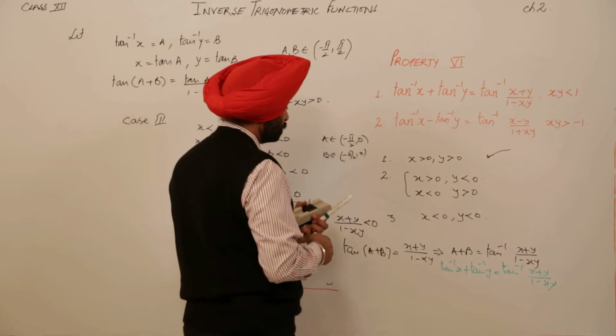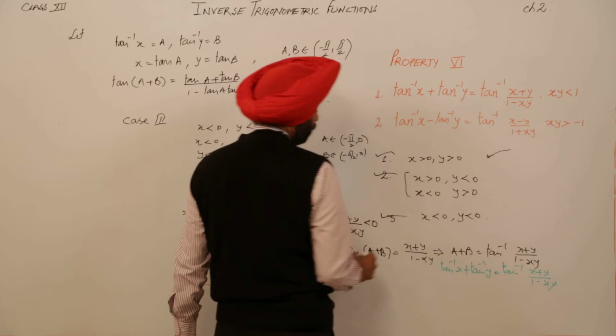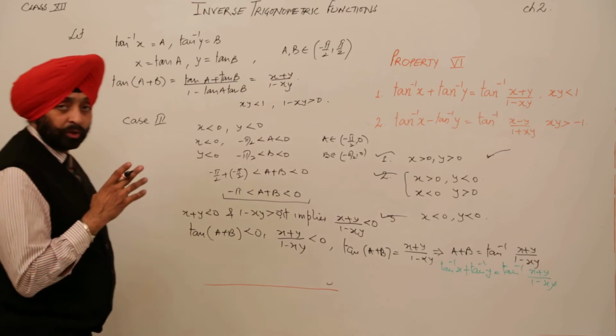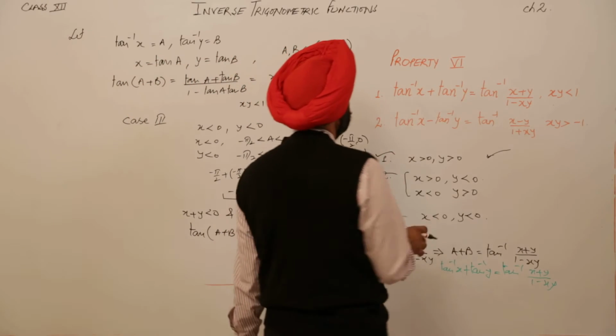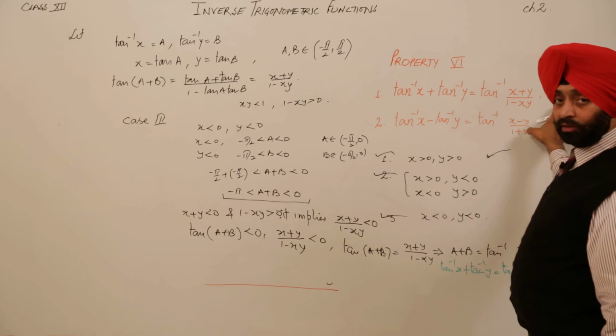Number 1, this part we have proved, this part we have proved, this part we have proved. Now when we have already proved the three conditions, it means this is definitely true for xy less than 1.